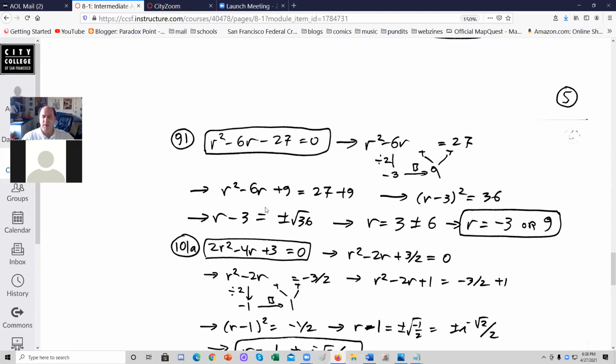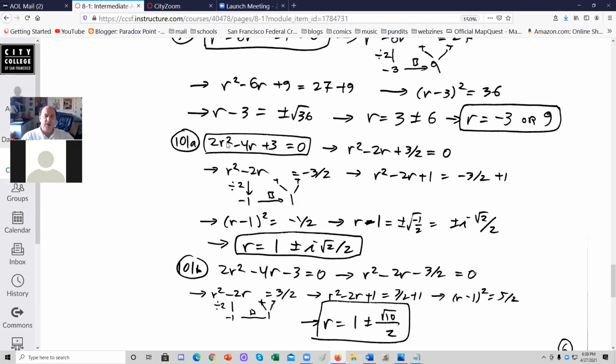Take square roots. r minus 3 equals plus or minus root 36. And root 36 is just 6. We transpose the 3. r is 3 plus or minus 6. 3 minus 6 is negative 3. 3 plus 6 is 9, so r equals negative 3, or 9.